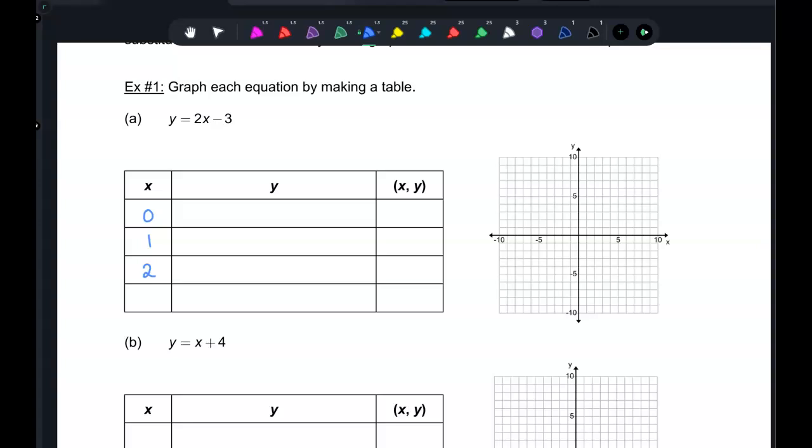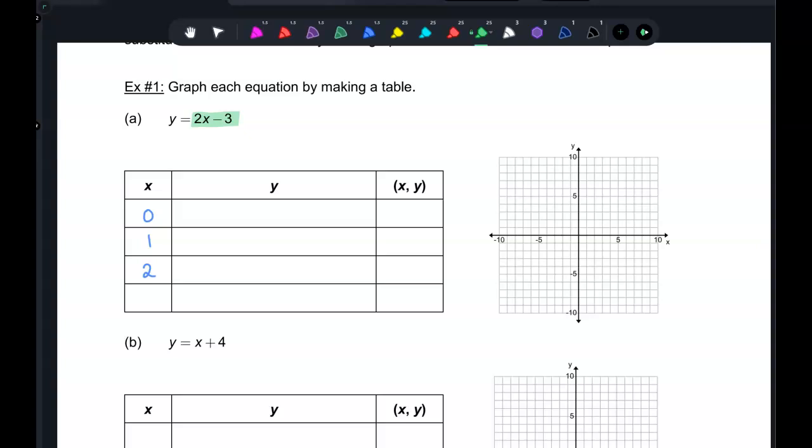Wait, how do you get 0, 1? You're just picking numbers. Usually what I like to do is pick easy numbers to plug in. So I just do 0, 1, 2 for all of them? Yeah. Okay, now what are we plugging into? We're plugging into 2x minus 3.